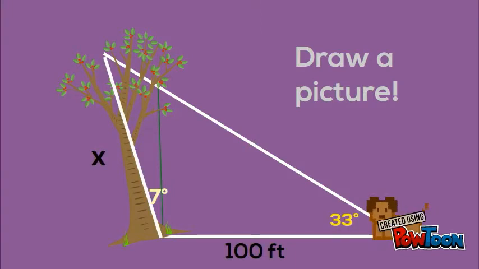First, draw a picture. This should help you imagine the problem better. You see that the hamster already walked 100 feet right and is looking up at the tree at a 33-degree angle. You also see the tree growing sideways at a 7-degree angle. All you have to do now is find the height of the tree, or x.